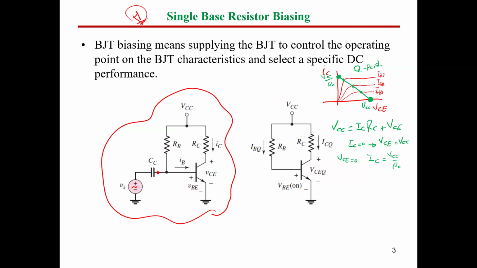So this is a basic step. In order to identify now the value of IB, the value of RB, you need to know what IB is needed. And this for sure can be obtained from our characteristic. So if you need a certain value of ICQ and VCEQ, you can use the beta of your transistor and get the base current based on the ICQ.